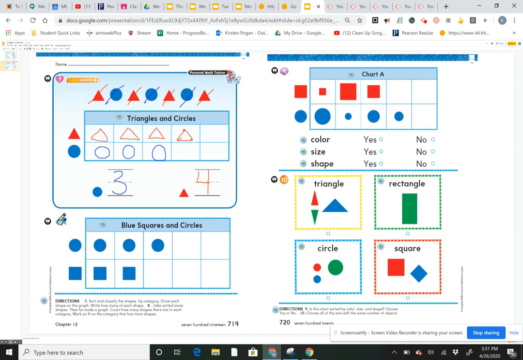Problem number 8 says Jake sorted some shapes. Then he made a graph. Count how many shapes there are in each category. Mark an X on the category that has more shapes. Go ahead and try that one and come back when you're ready to check your work.